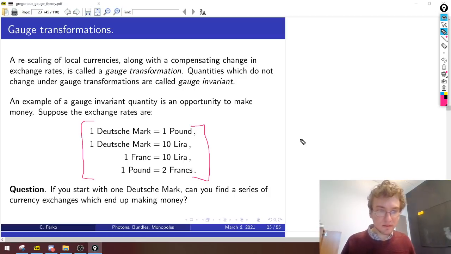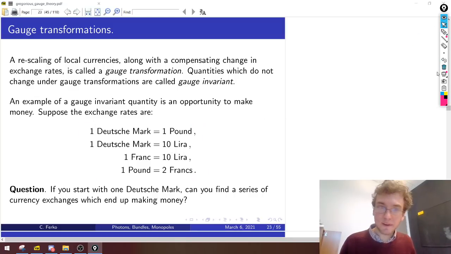Are you soliciting answers, or are we just thinking about this to ourselves? I'm soliciting answers, so if you have one... Okay, so you could go from a Deutsche Mark to 1 pound. You could go from the pound to 2 francs. You could go from the 2 francs to 20 lira. And then you could go from those back to 2 Deutsche Marks, and then you'd have twice what you had in the beginning. Good, perfect, that's right.